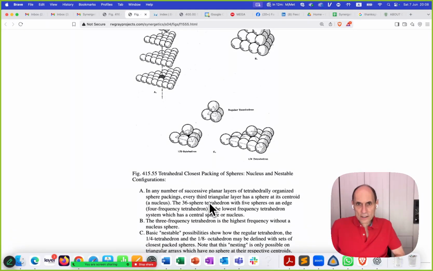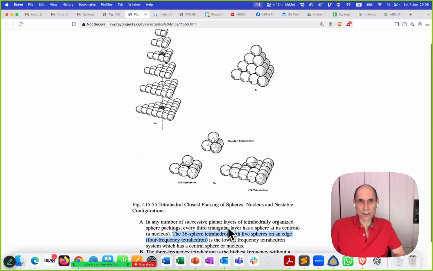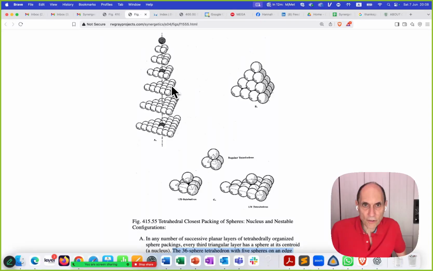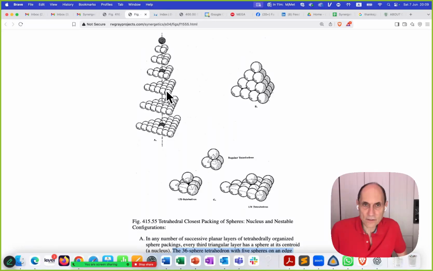The 36-sphere tetrahedron with 5 spheres on an edge, 4-frequency tetrahedron, is the lowest frequency tetrahedron system which has a central sphere or nucleus. So 1, 2, 3, 4, 5. It's this one. Right? 1, 2, 3, 4, 5. Well, it's the whole tetrahedron. It's all those planes squashed together. Right. All these. Like he said it was tetrahedral. Yeah. So he's claiming that this up to here, 1, 2, 3, 4, 5, has a sphere as its centroid.